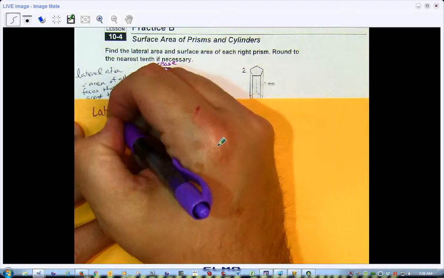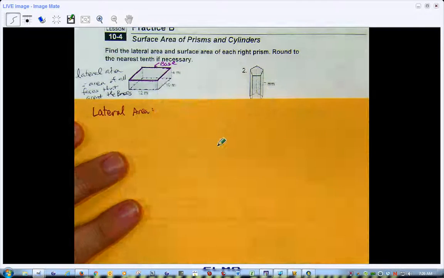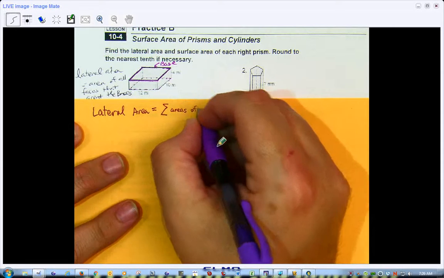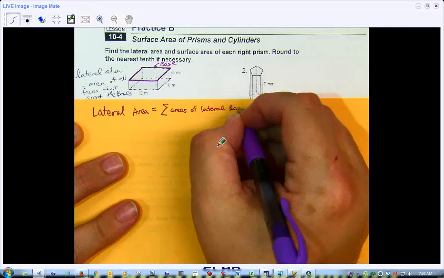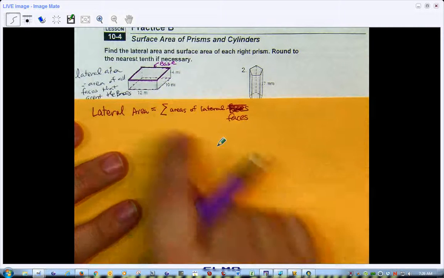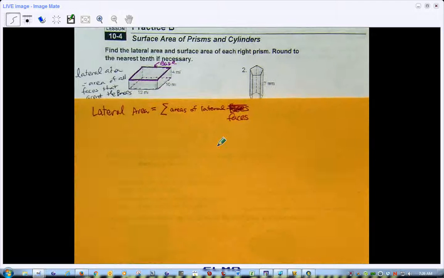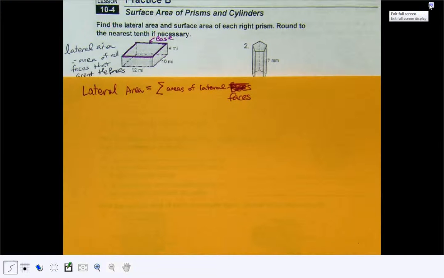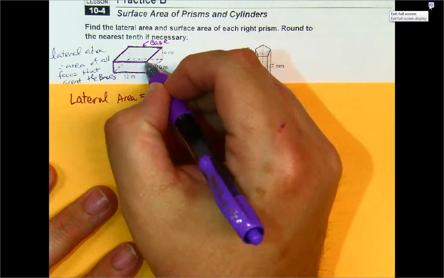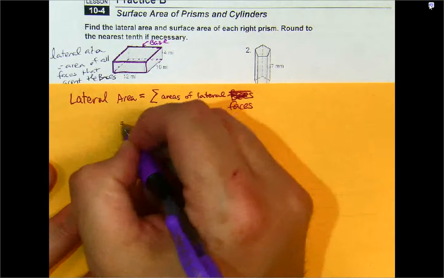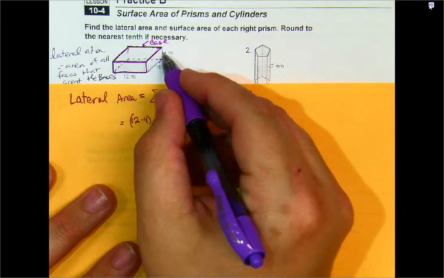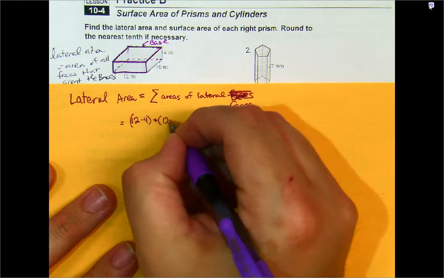So the lateral area is going to be equal to the sum of the area of the lateral faces. So that means I have to take this rectangle, which is 12 by 4. So this is going to be 12 times 4. And there's another one back here that's 12 times 4, plus another 12 times 4.